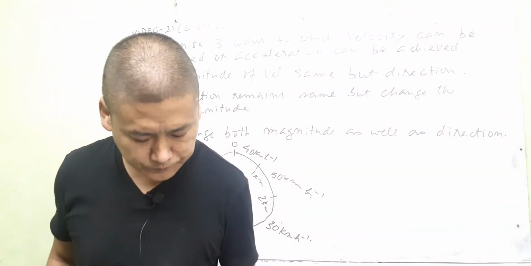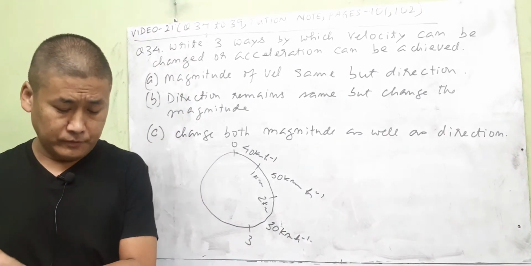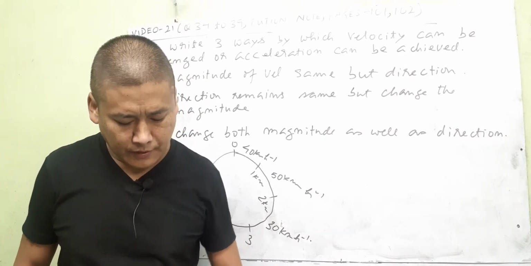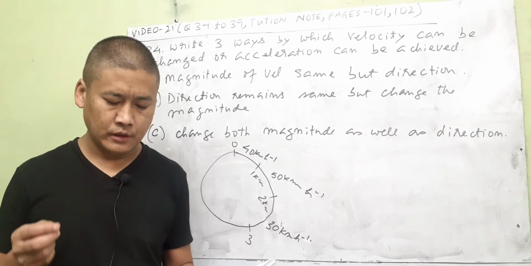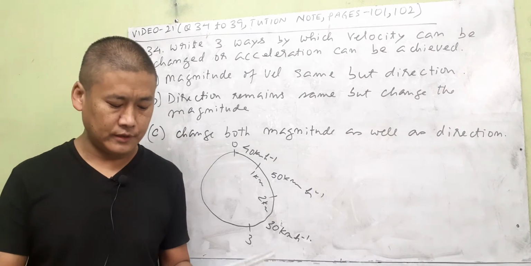Go to the next question, 35. We'll just read through this. By now you have gone through most of the chapter, so you will pick it up from there itself, I think. I'll read the question. Write the differences between uniform linear motion and uniform circular motion. Uniform linear, uniform circular. What is the difference?